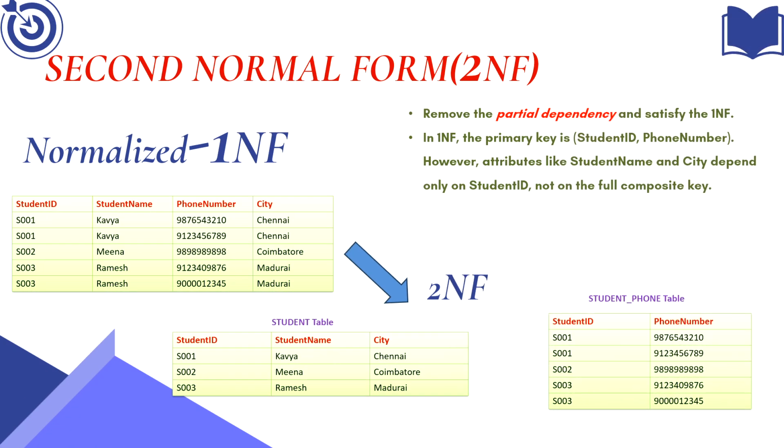Second normal form. In second normal form, we remove the partial dependencies. That means every non-key attribute must depend on the whole primary key, not part of it. To achieve 2NF, the table must first be in 1NF, and we remove attributes that depend only on part of the composite key. For instance, if the primary key is student ID and phone number, but student name depends only on student ID, we separate the data into two tables, one for student details, another for phone numbers.